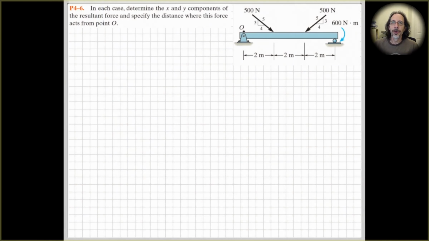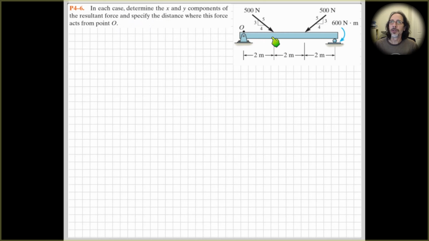Alrighty, so here's the problem. We have a beam here loaded with a couple of forces and an applied couple moment on the end. For this problem, we want to determine the X and Y components of the resultant force and specify the distance where this force acts from point O. So this is an equivalent systems problem.